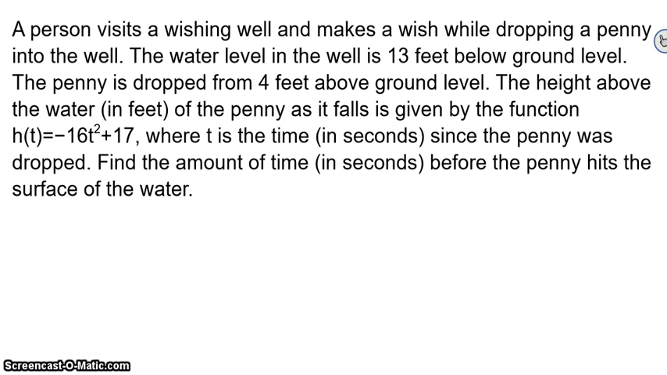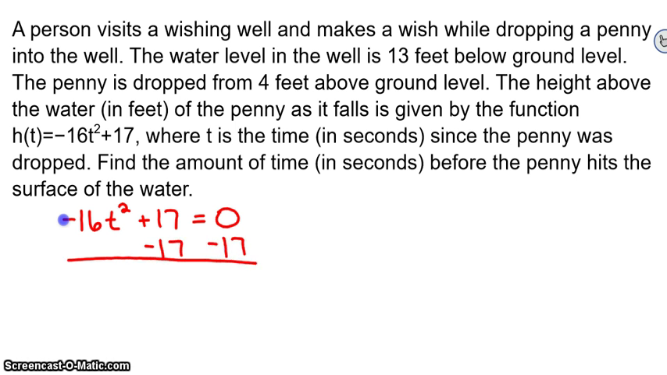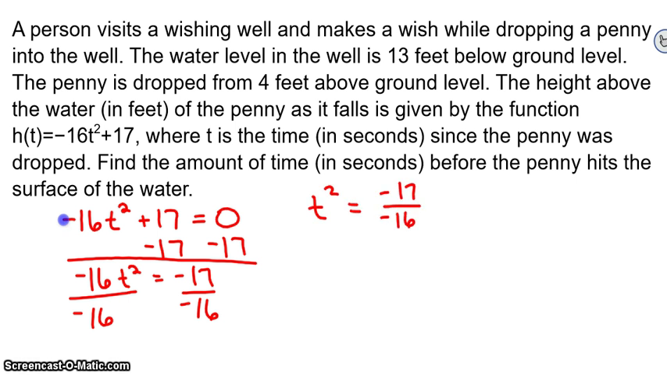We're going to find the amount of time it takes before the penny hits the surface of the water. So let's take this quadratic equation, negative 16t squared plus 17, set it equal to 0, and solve it. And we can use square roots to solve this equation because the t term, the middle term, is missing. So let's first subtract 17 on both sides, and then divide by negative 16 on both sides. So t squared is equal to negative 17 over negative 16. The negatives cancel out, and so you're left with t squared equals 17 over 16.